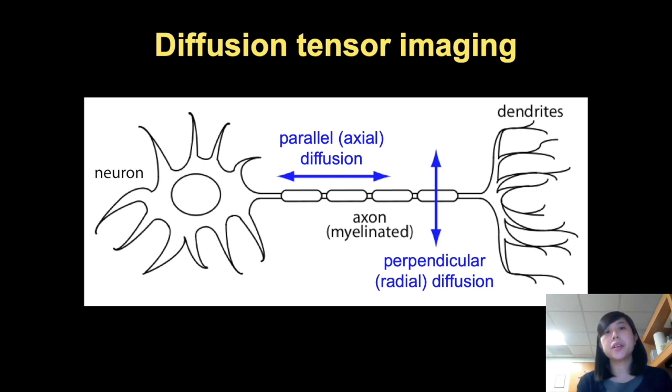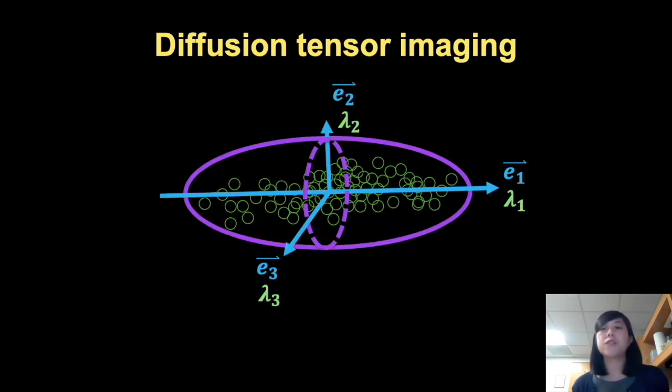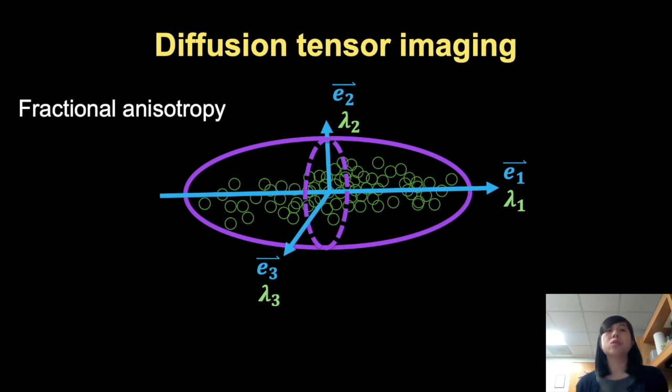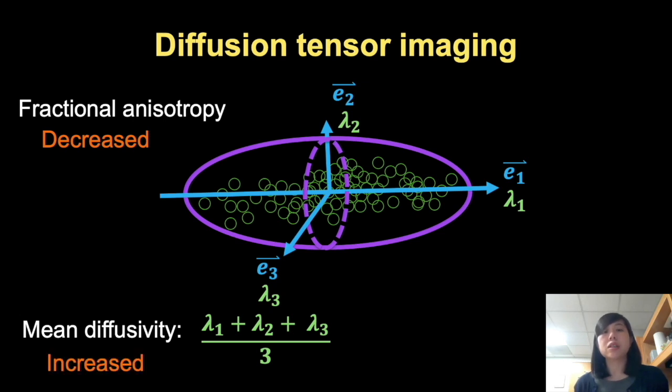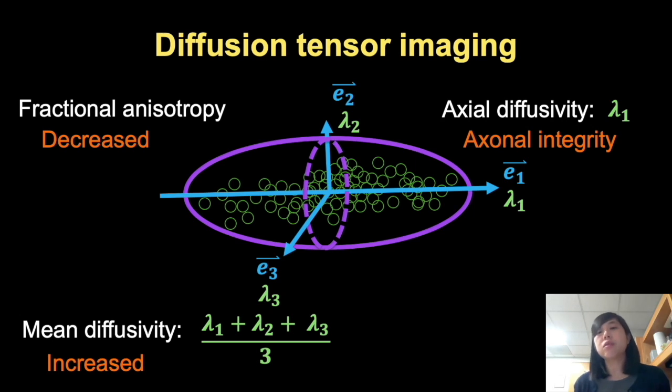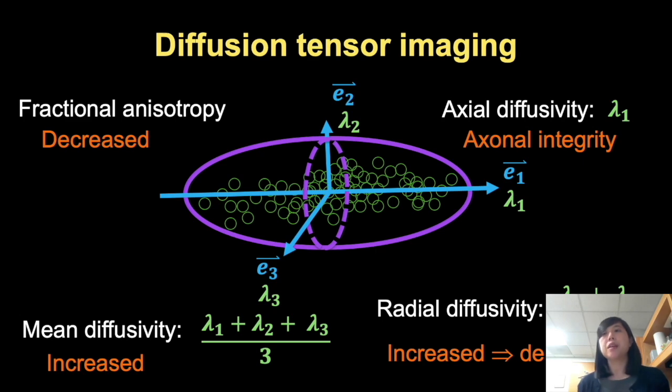Among the markers that have been studied extensively for their sensitivity to axonal integrity is diffusion tensor imaging. Diffusion tensor imaging is sensitive to diffusion both along as well as perpendicular to the axon. It's been very well studied in multiple sclerosis. Quantities like fractional anisotropy are known to be decreased in MS lesions. Mean diffusivity is generally increased. And then axial diffusivity is thought to relate to axonal integrity, whereas the radial diffusivity is thought to be increased in the setting of demyelination.